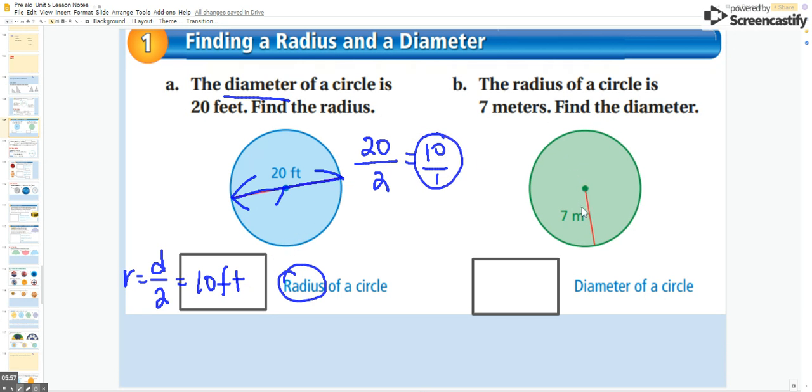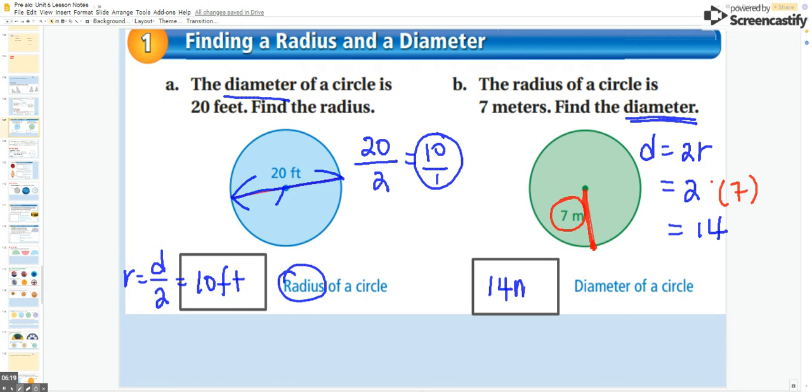And we know the radius. So we need to find the diameter. Diameter is equal to twice the radius. So we know the radius is 7, because this is a distance from the center to a point. So you plug 7 here. So the answer is going to be 14 meters.